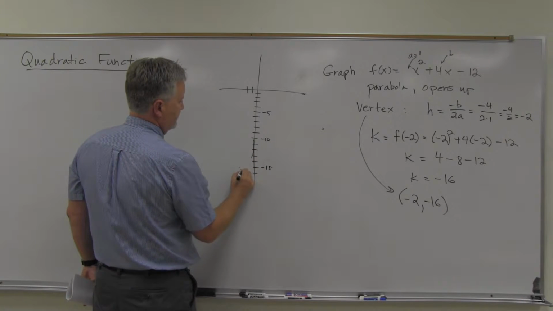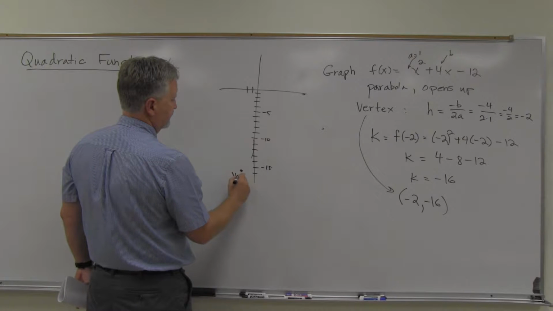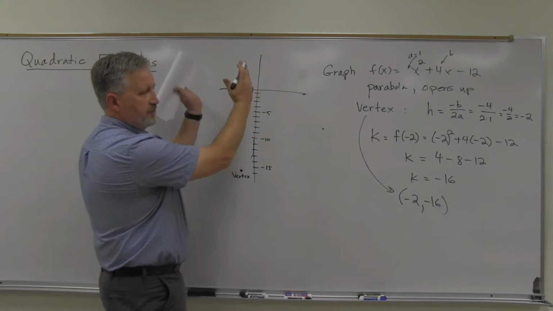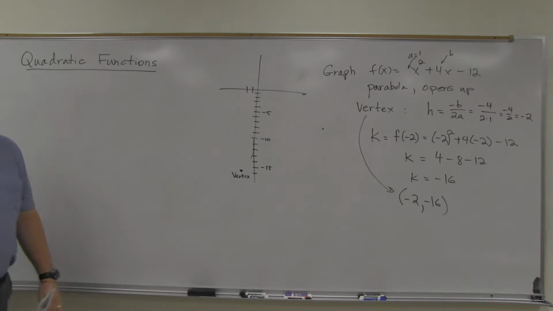Negative 2, negative 16, that's my vertex. And so we can kind of see it opens up. All right, but let's get a couple more here. And on these, actually I want you to compute both intercepts. Let's get the x and the y-intercept here on this one.